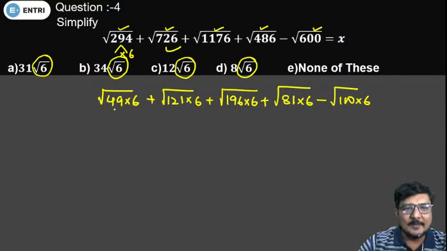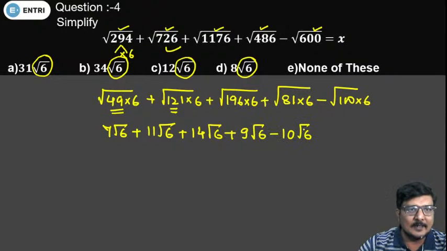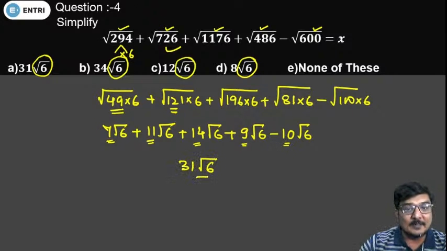So here we get 49. Root 49 can be written as 7 root 6, and 121 as 11 root 6, plus 196 as 14 root 6, and 81 as 9 root 6, and 100 as 10 root 6. Amal Hari has given the answer option A. Let's see what the answer will be. 7 plus 11 is 18, 18 plus 14 is 32, 32 plus 9 gives you 41, and 41 minus 10 gives 31. So the right answer should be 31 root 6.